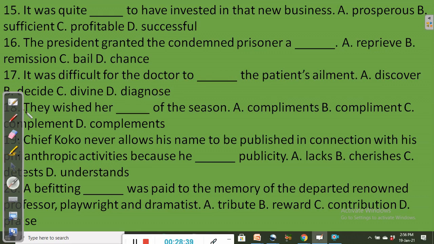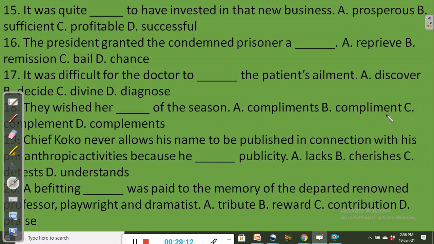Question number 18. They wished her dash of the season. A, compliments. B, compliment. C, compliment. D, compliments. Now, the option is A, which is compliments, the one with L-I, and the S has to be there because you often hear people say compliments of the season.